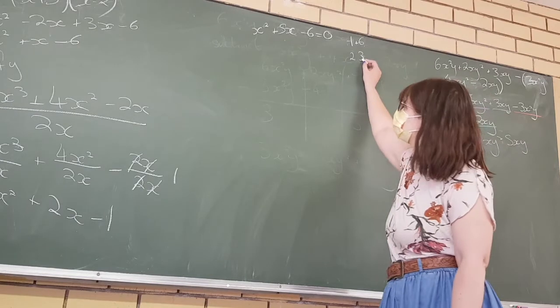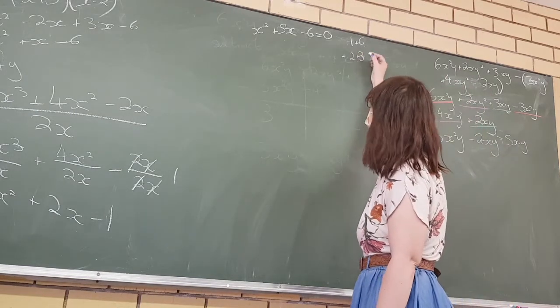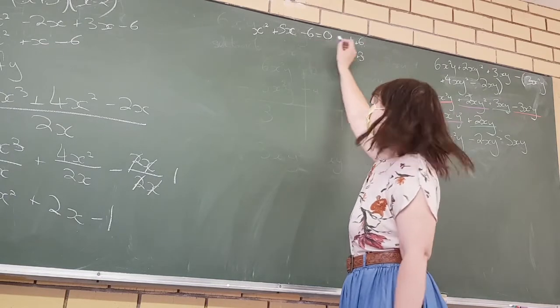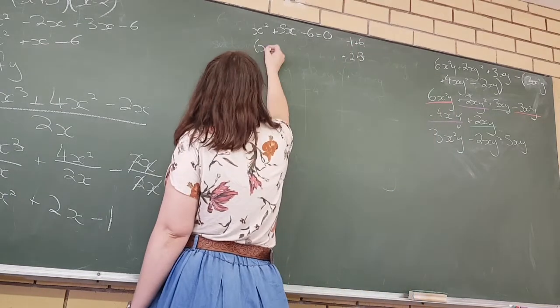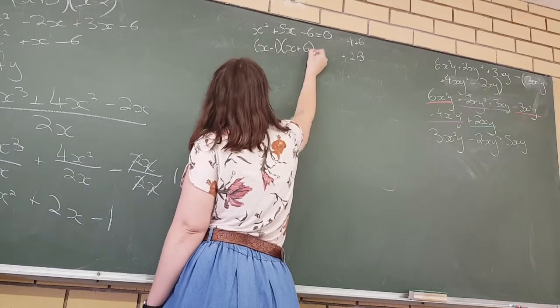What about 2 and 3? Can I use those two to make 5? So I'd have to be plus 2 plus 3. If I say 2 times 3, does that give me minus 6? So it has to be the first one. So it'll be x minus 1, x plus 6.